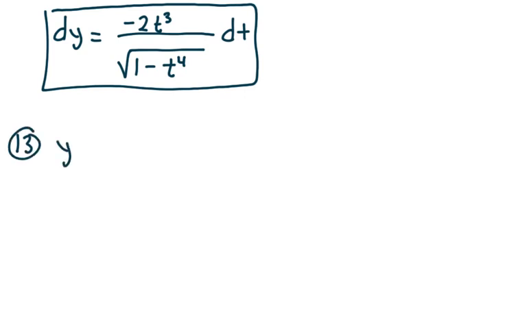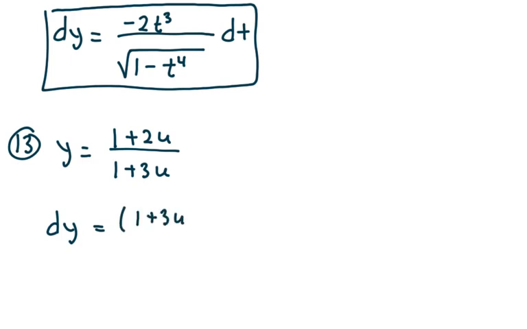If we take a look at number 13, suppose y is equal to 1 plus 2u divided by 1 plus 3u. And we want dy. So we need to differentiate this function with respect to u. So we need to apply the quotient rule. So I'm going to take 1 plus 3u, that's the denominator. I'm going to multiply by the derivative of the numerator, which is 2. I'm going to subtract 1 plus 2u, that's the numerator, times the derivative of the denominator, which is 3.